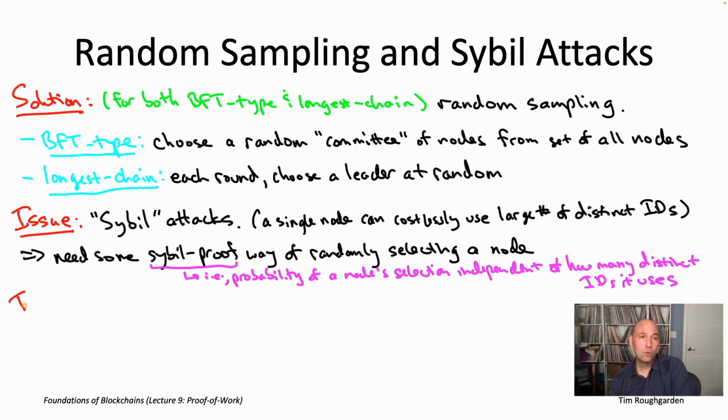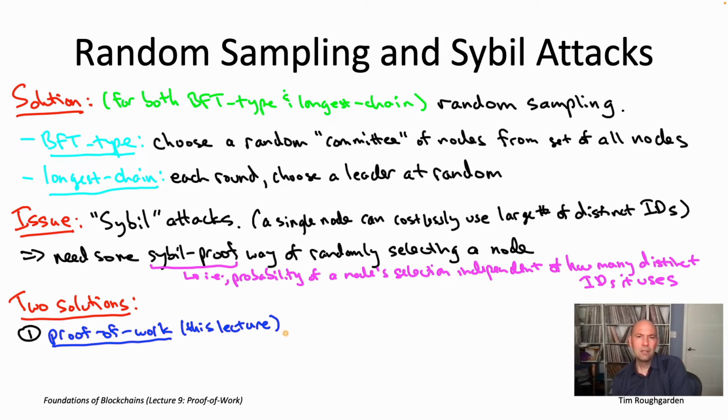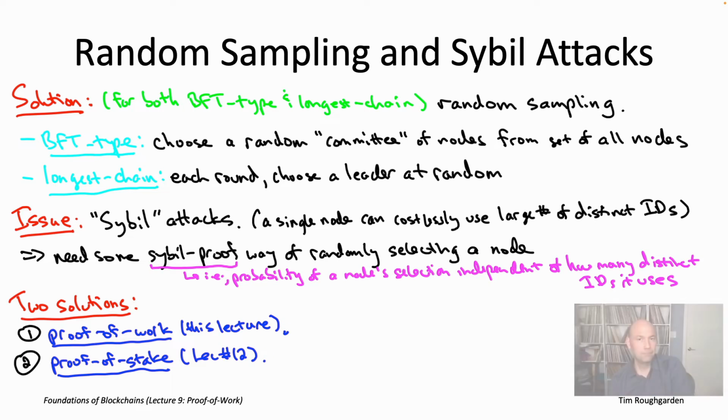We're going to focus on the two that, at least in the year 2022, are the most dominant, namely proof of work, which is the topic of this lecture, and the other one will be proof of stake, which we'll study at length in lecture number 12. We'll go into it in a lot of detail, but if you just want a one-sentence summary of each of these two solutions: in proof of work, the idea is to randomly sample a node with probability proportional to their computational power. So the probability is going to be proportional to a quantity that is independent of how many IDs they have. It just depends on how powerful their computer is.